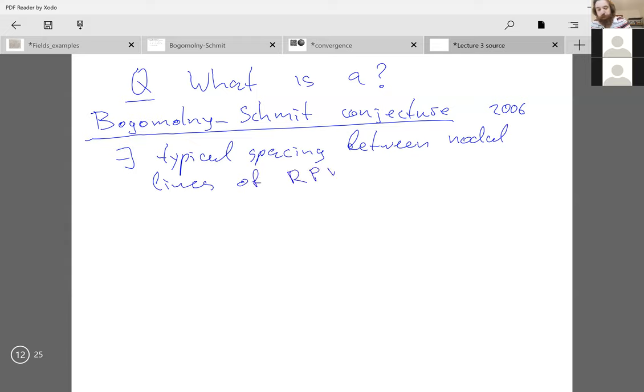Of random plane wave. And of course, this typical spacing is just the wavelength. And then they argue that this means that nodal lines on average form a square lattice.